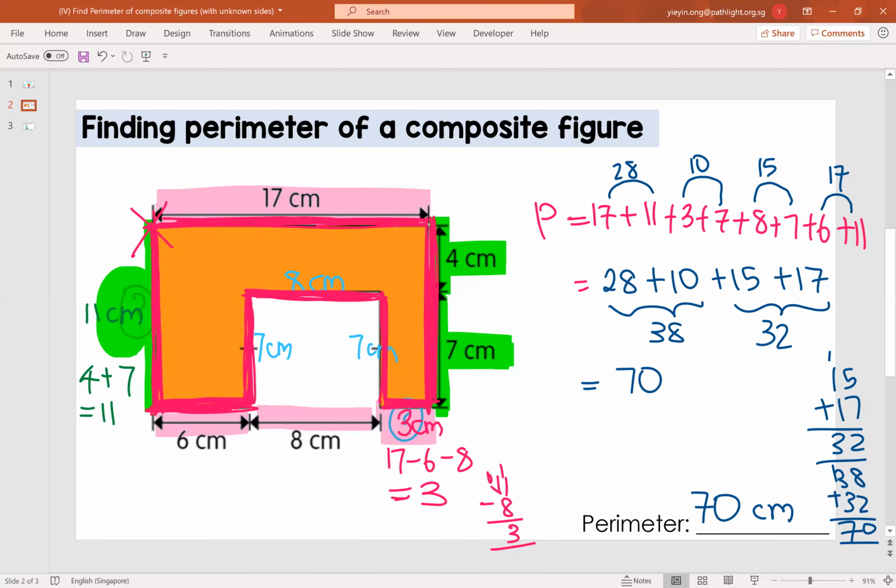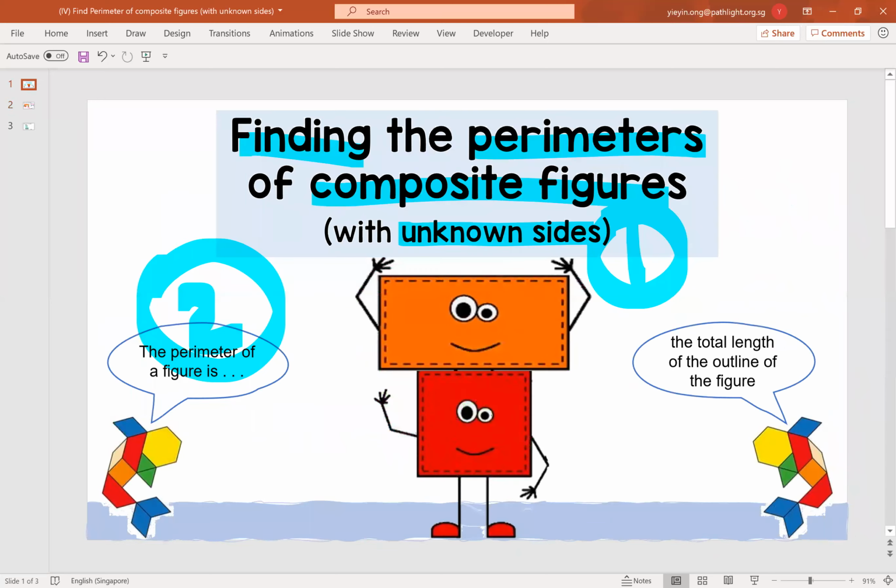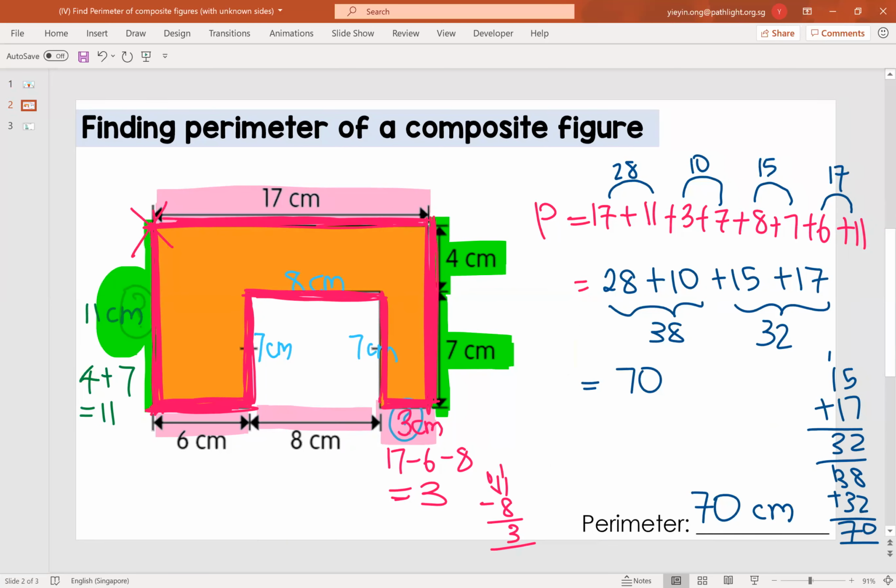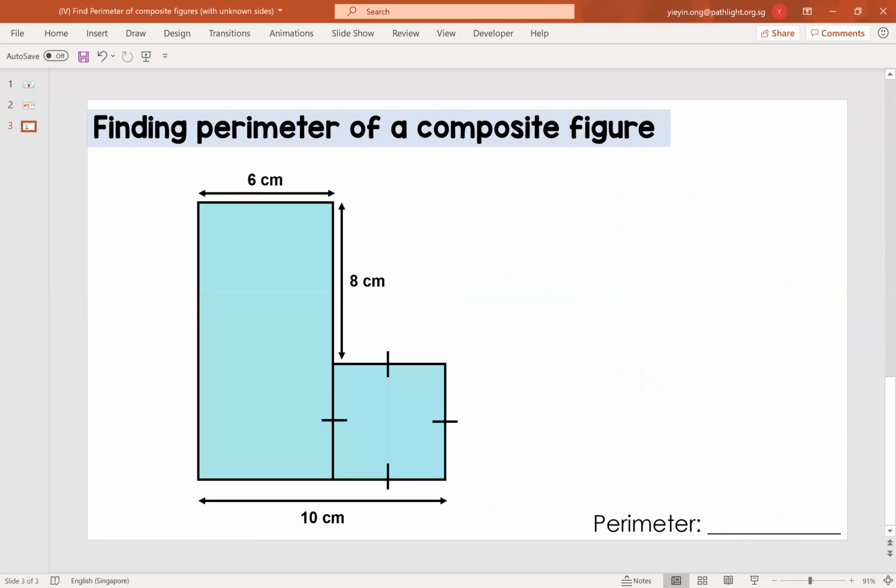Alright. So what you have to do is find the unknown side. Then you find the perimeter by adding up all the sides. Make sure you check your working for any calculation errors. Now let's take a look at the next example.